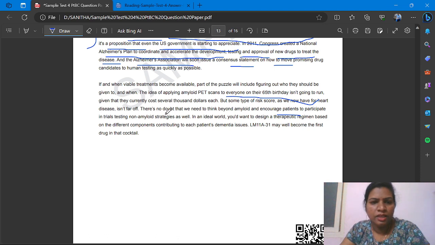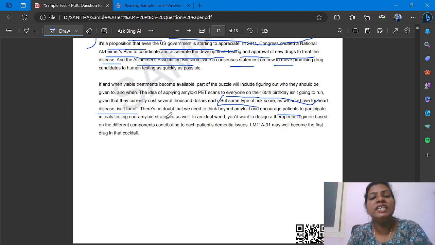Given that they currently cost several thousand dollars each, but some type of risk score, as we now have for heart disease, is not far off. What is it saying? In heart disease we can find if the patient is prone to develop any heart disease. We do some risk score, some checklist. They will check the patient's blood sugar, cholesterol level, activity, everything. There is some risk score scale. It's not far off, that means this comparison is not far off.